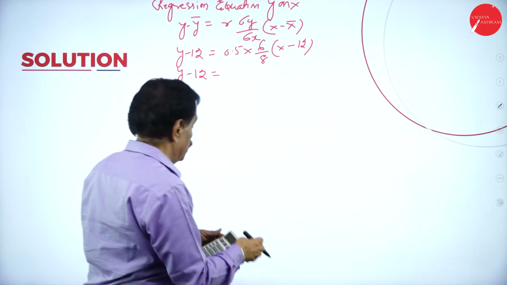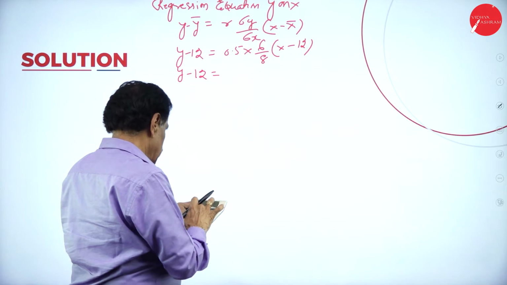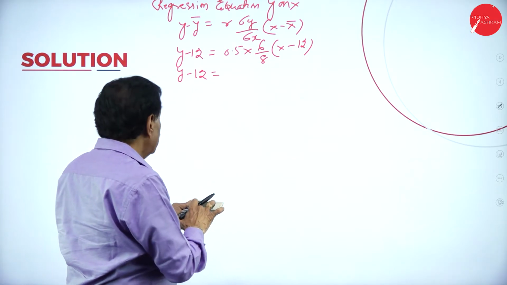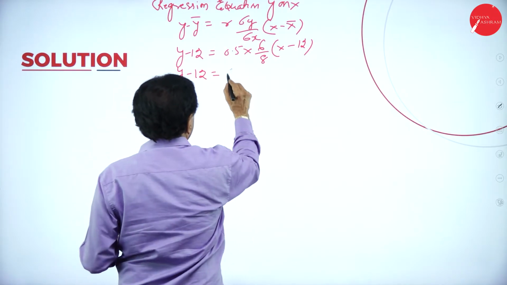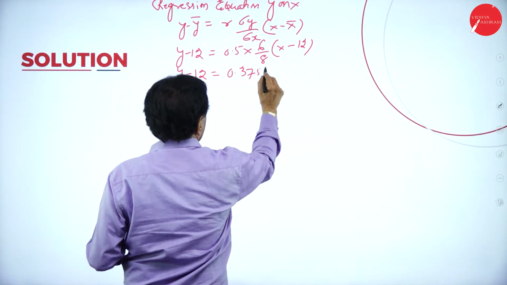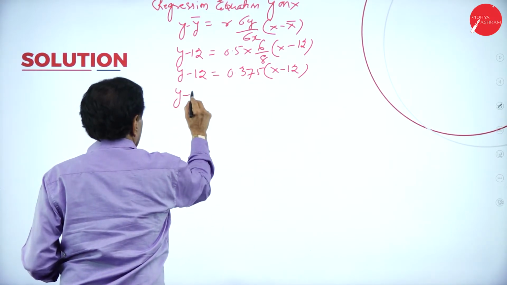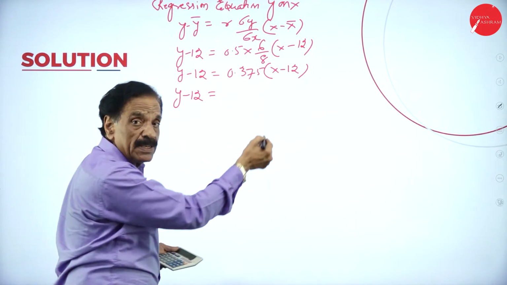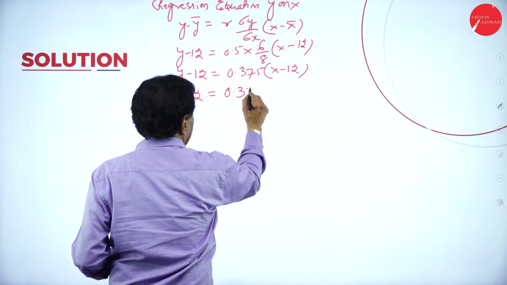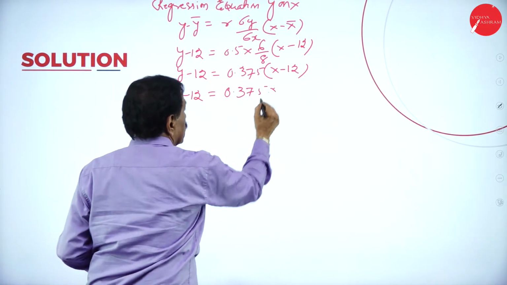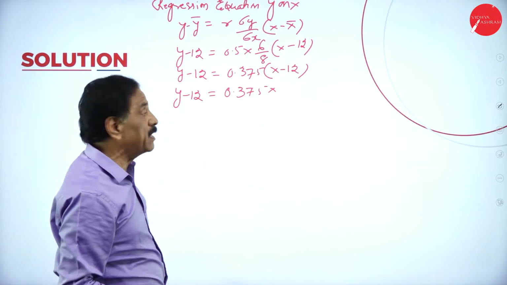0.5 into 6 divided by 8 is 0.375 into x minus 12. Y minus 12, multiply this: 0.375 into x is 0.375x.